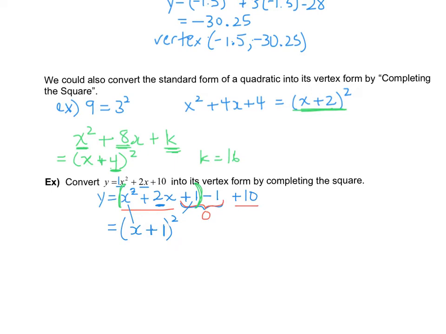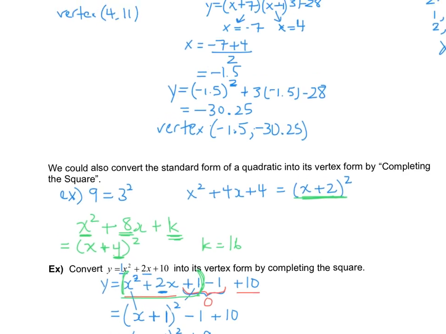Now, that takes care of the part that I have here. What I still have on the outside is the extra minus 1 and the plus 10, which I'm going to combine together. If I have negative 1 and I add 10, that's going to give me a plus 9. I have, in 3 lines, taken that standard form and changed it into its vertex form by completing the square.